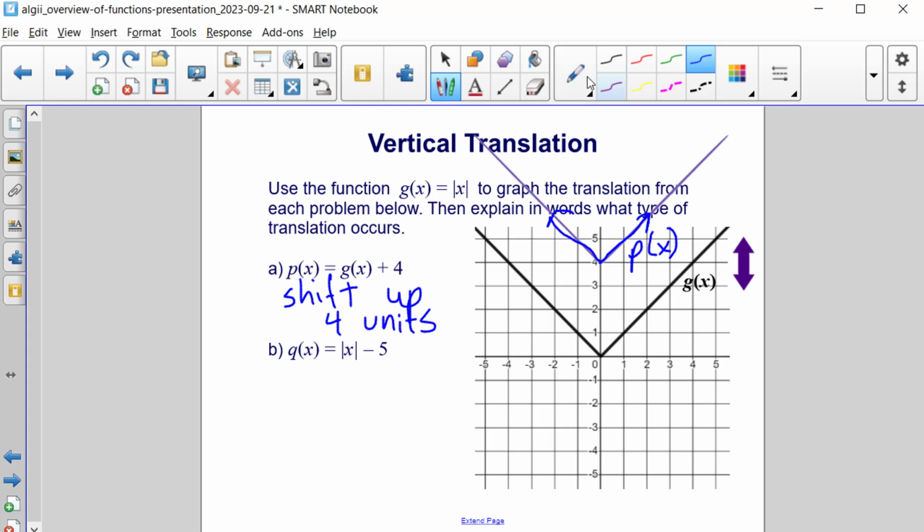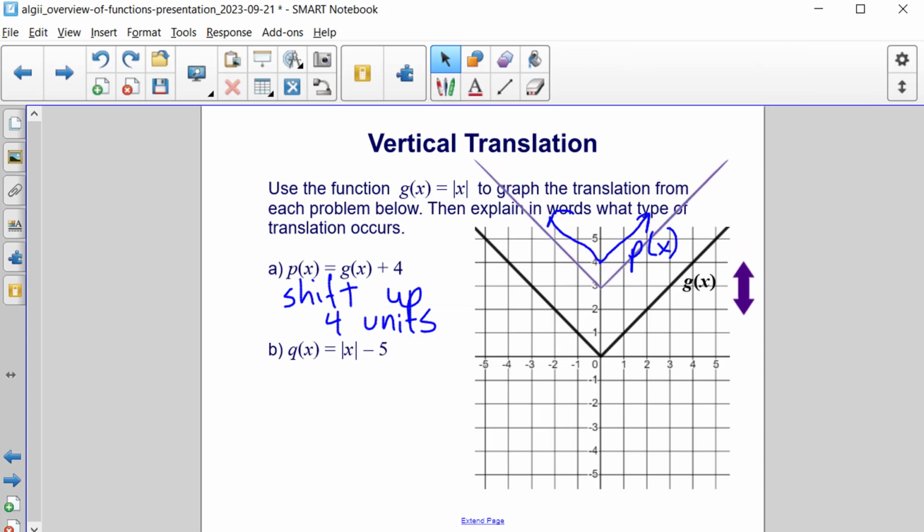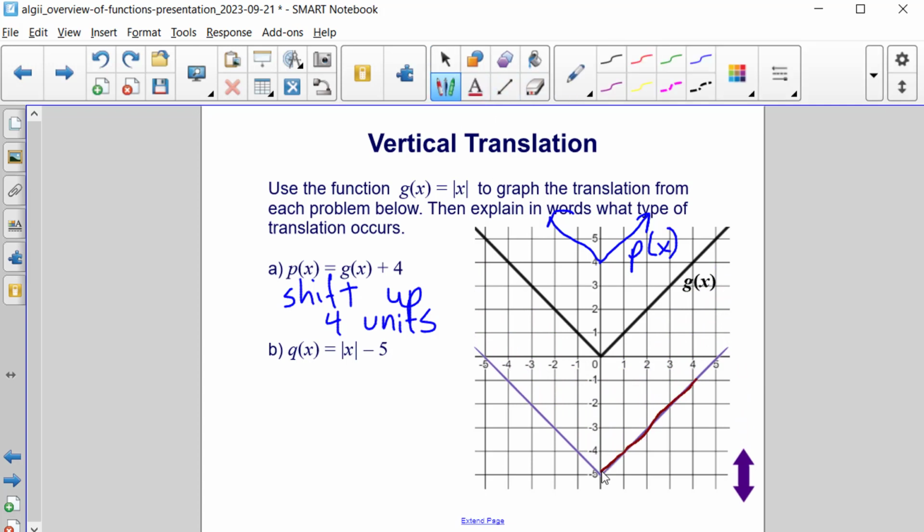Okay, now let's look at q of x. Q of x is equal to the absolute value of x minus 5. So we're taking g of x and it's going down 5 units. So this time the graph shifts down from the parent function. It shifts down 1, 2, 3, 4, 5 units.